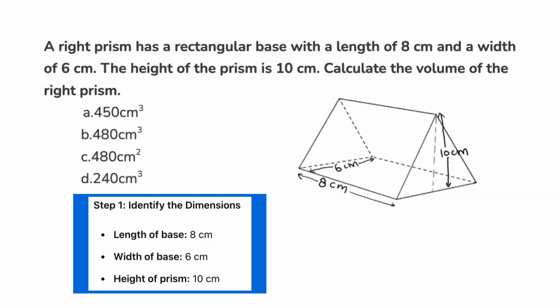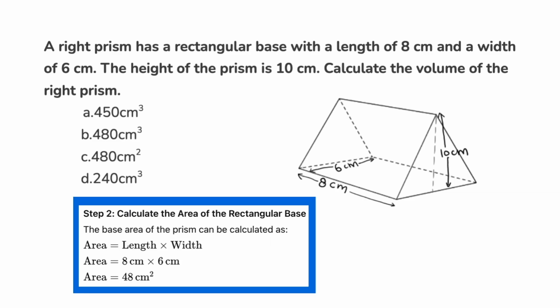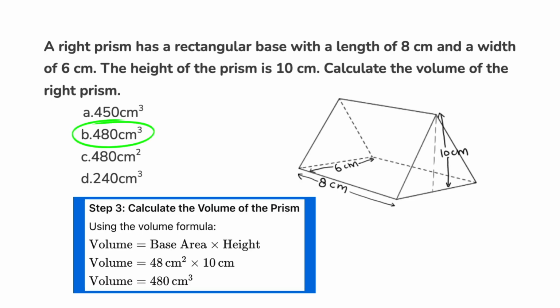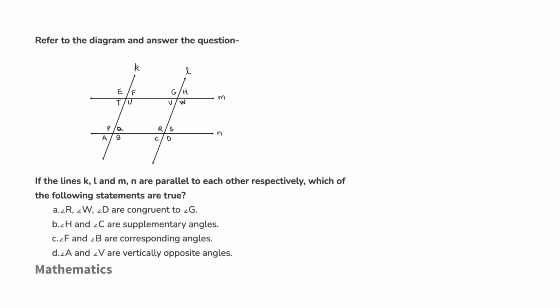All right, now that we have a little refresher, let's begin by confirming the information that we've been given. Remember, always understand the problem and know what you have in the problem itself. And now let's calculate the area of the rectangular base. Remember that area equals length times width, which means in this case, the area is 48 centimeters squared. Now we need to calculate the volume of the prism, which we can see turns out to be 480 centimeters cubed. All right, great. Let's keep going.